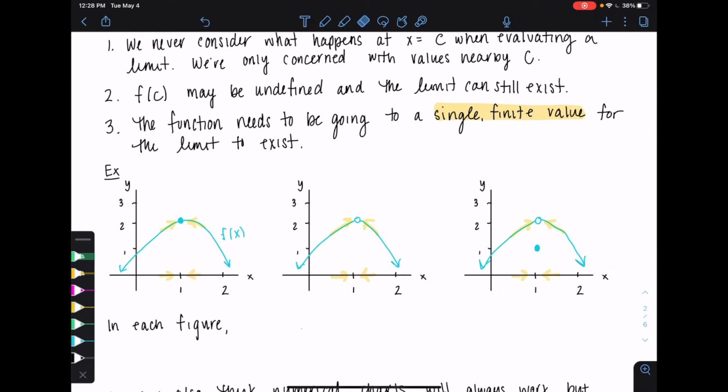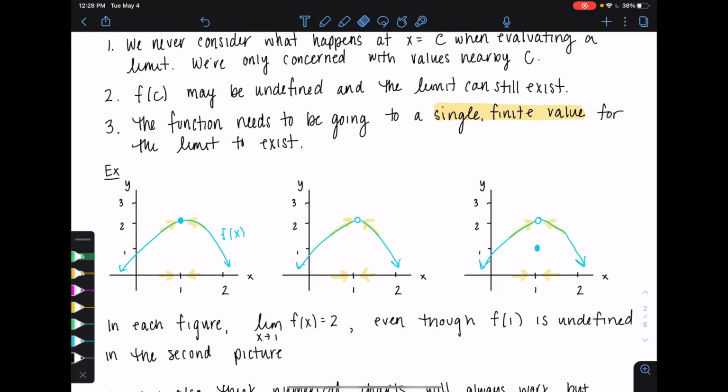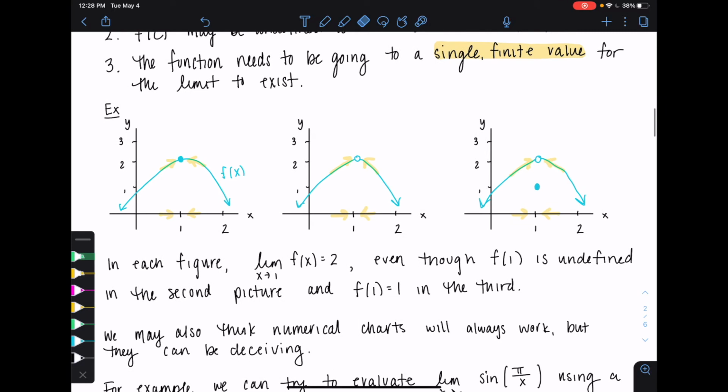So in each figure, as x approaches 1, my y is approaching 2. So we could say the limit as x approaches 1 for this function is equal to 2, even though f of 1 is completely undefined in the second picture, and in the third picture my function value is completely different than my limit. Perfectly okay, right?